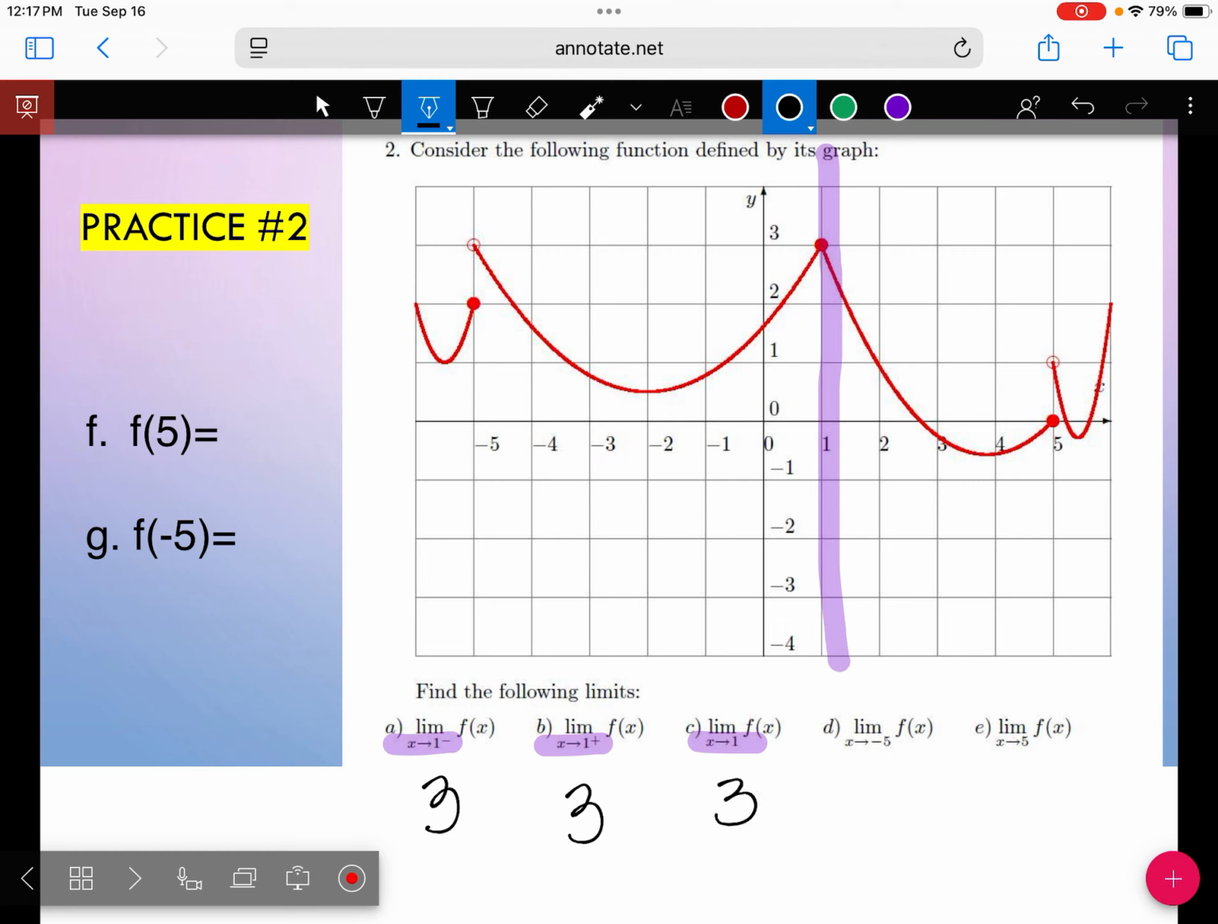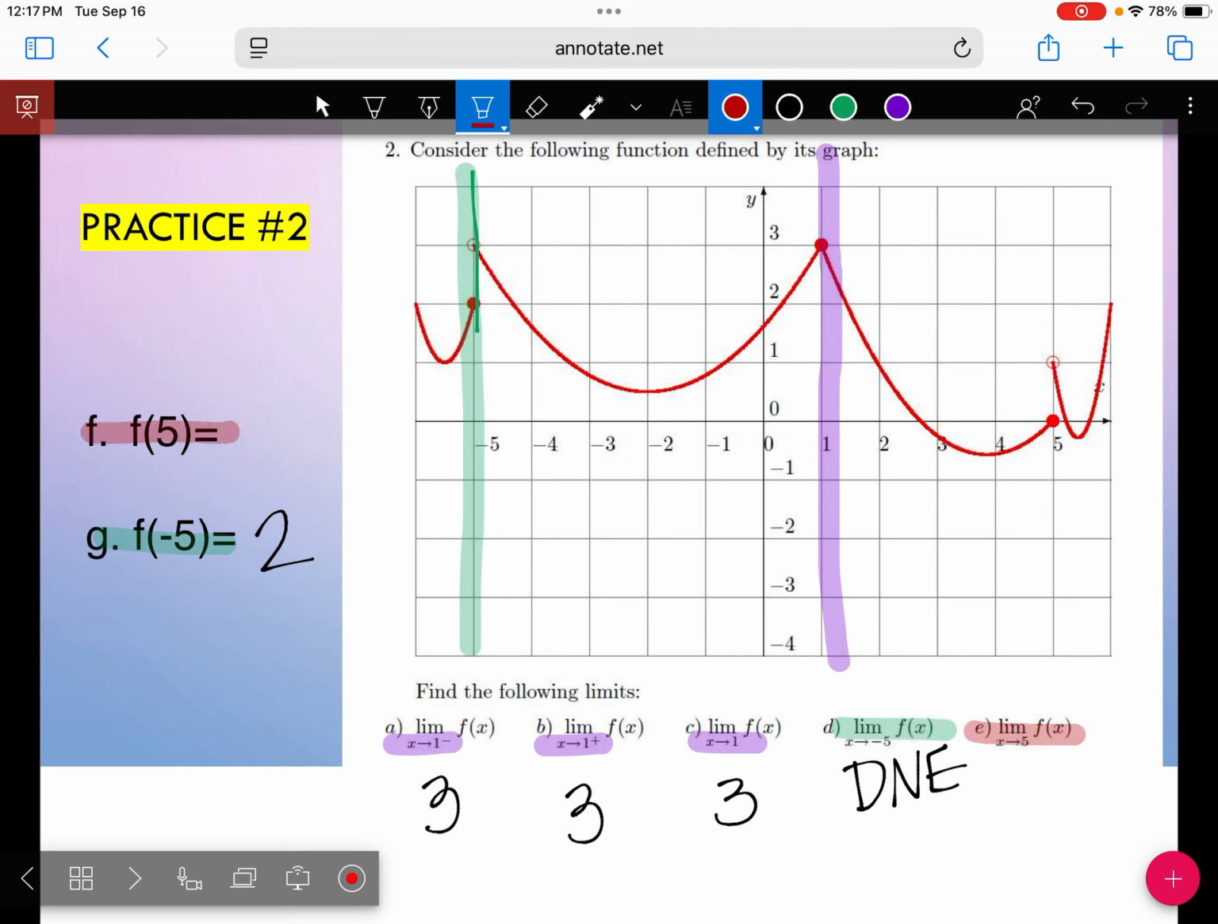Now let's look at -5. So at -5, we're here. What's happening there at -5? What did you say, Delaney? It's a jump. So because there is a jump, what's the answer to D? Does not exist. And do I have a place where -5 is defined? Is there a close point? And where is my close point? 2. Okay.